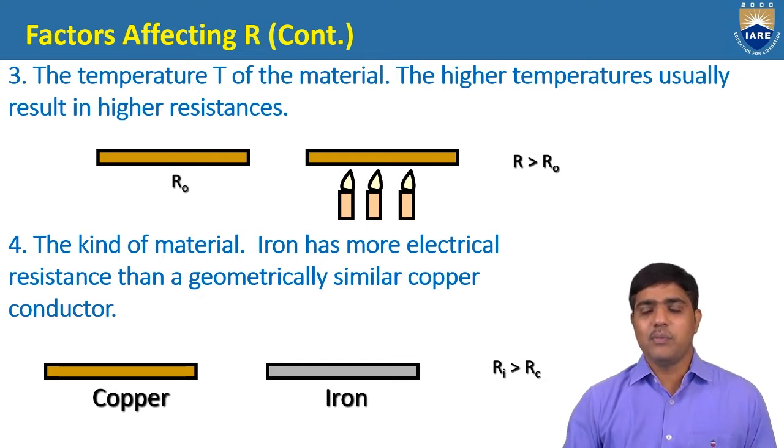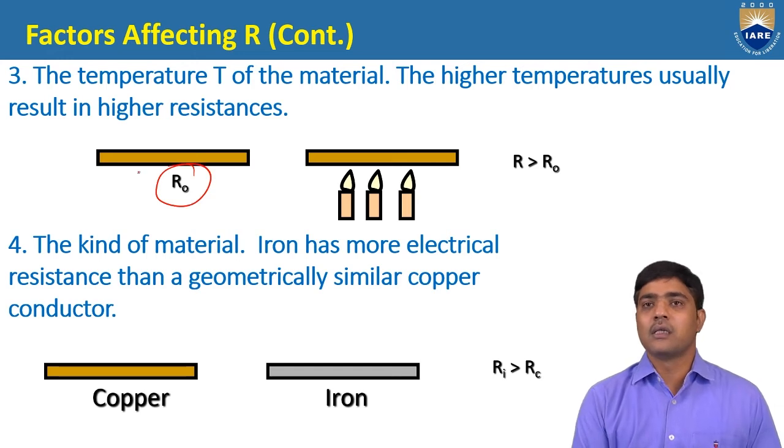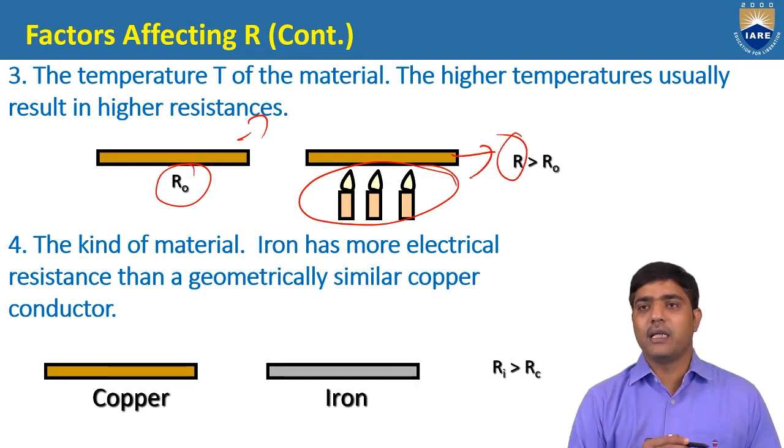Suppose you are taking any material. If you are increasing the temperature, because of the temperature there will be movement of electrons within that material, due to which there will be an increase or decrease in the resistance, depending upon the material type. Usually if you are increasing the temperature, there will be an increase in the resistance. Here you can see this is the initial value of resistance at room temperature. Now if you are increasing the temperature of that material, the resistance offered by this material is going to be greater than the initial value of resistance at room temperature.